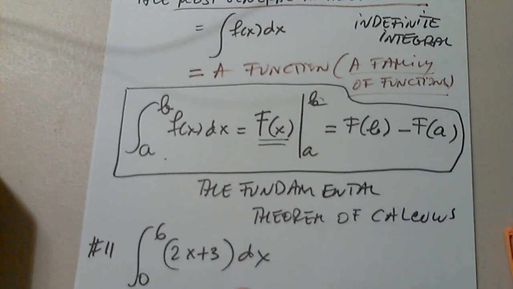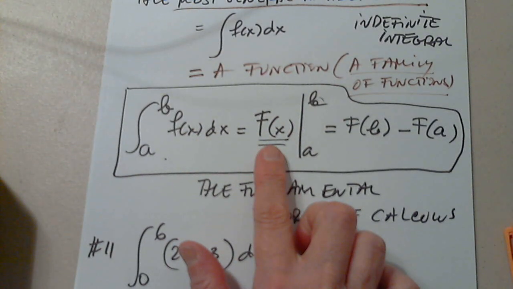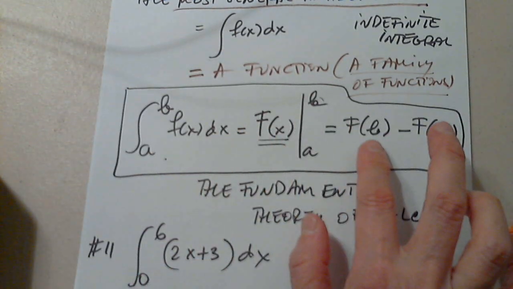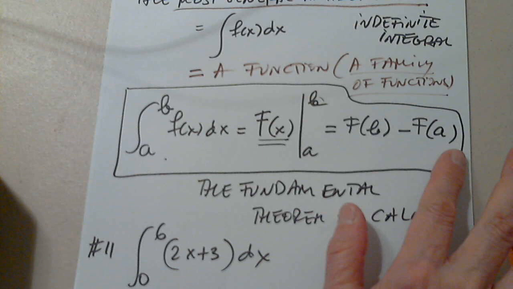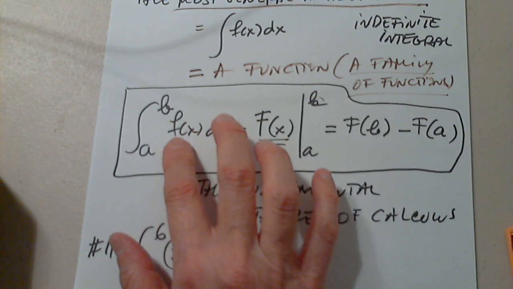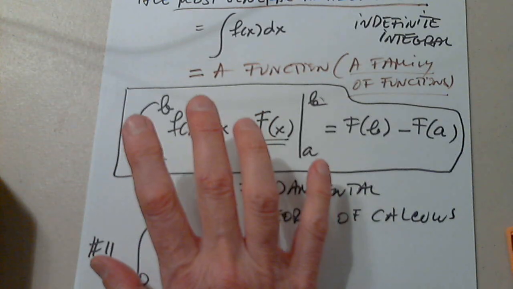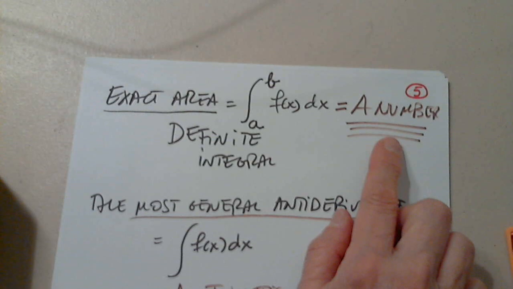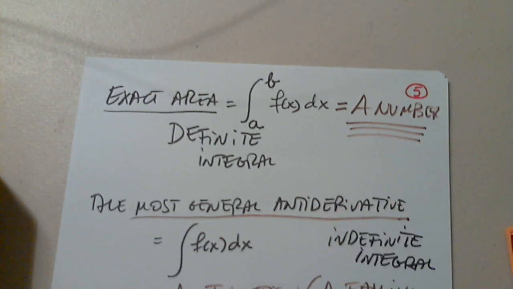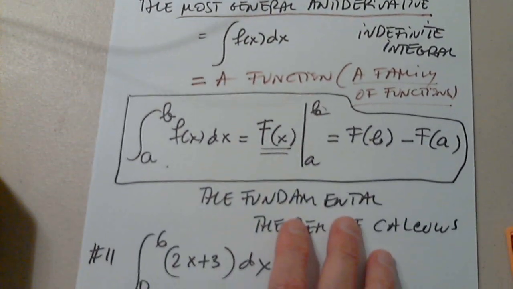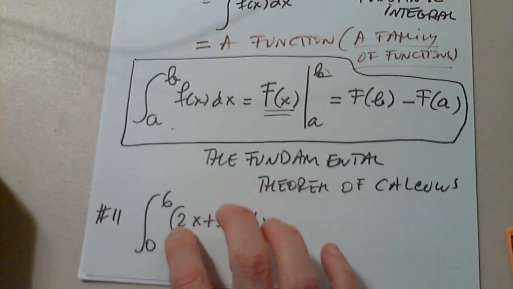So first of all, I have to find the most general antiderivative. In this particular case, there is no need for c because this will be a c and this will have a minus c. That's why the two c's go away. So when I evaluate a definite integral, there is no need for c. Why? Because the result is a number. The result is not a function.